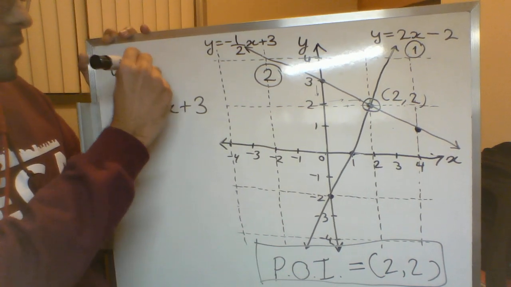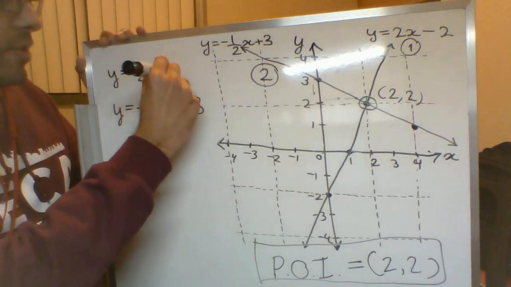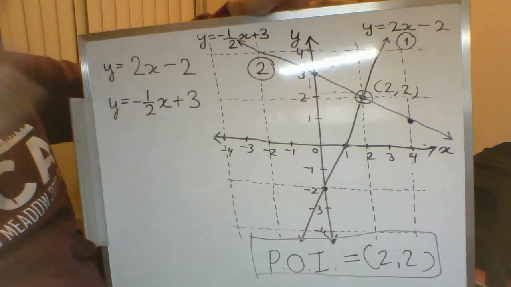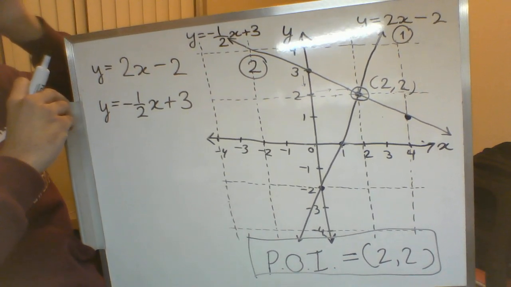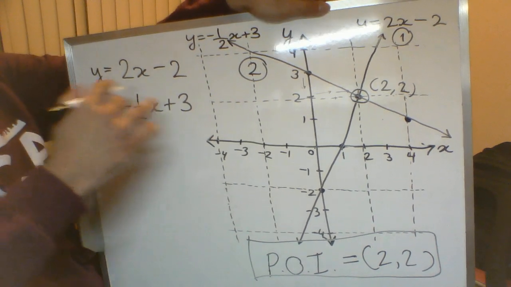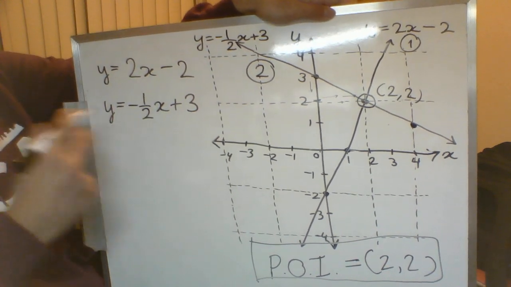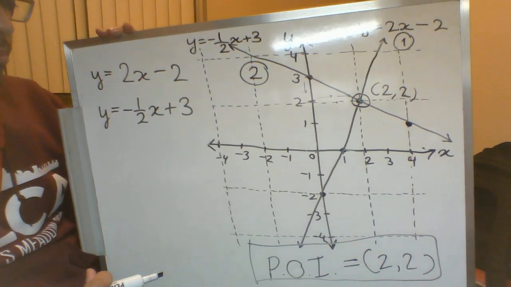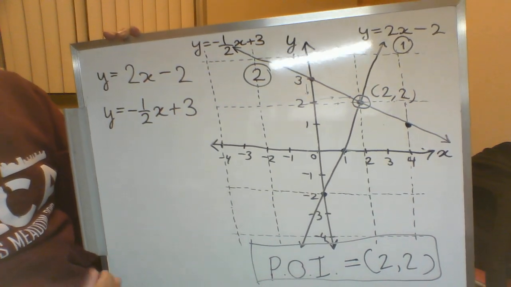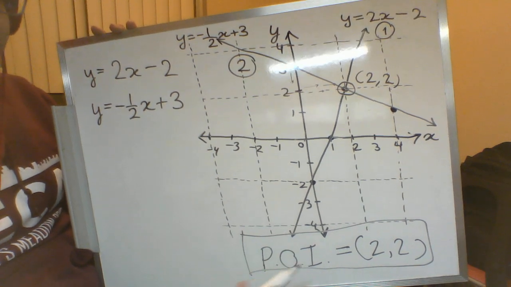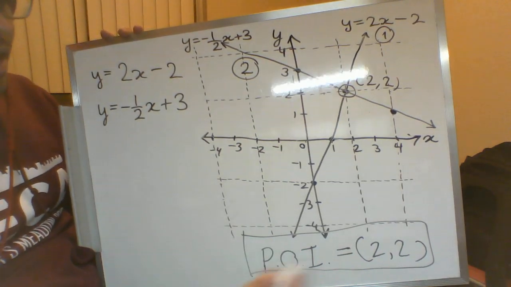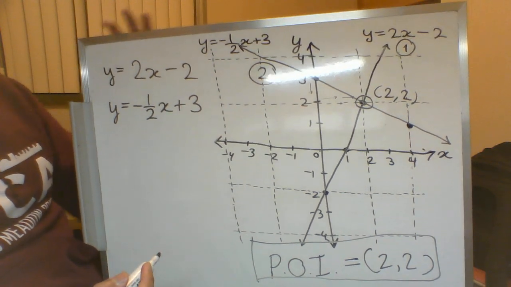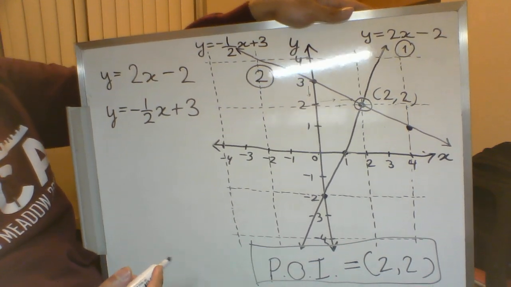Let's pick up from, I think this is about where we left off. So this was our equation, just to recap really quickly. We had our two equations, y equals 2x minus 2 and y equals negative 1/2 x plus 3. Now, we found before that the point of intersection, by looking at the graph, is at (2, 2). But now we're going to find it using a more mathematical approach.